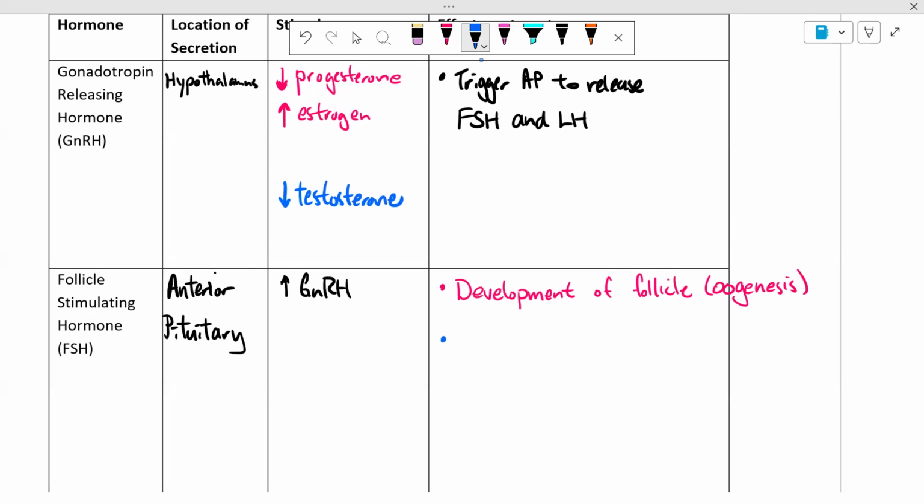Okay. Thank you. Yeah. Okay, so development of the follicle, and for men, it is basically spermatogenesis, right? Stimulate spermatogenesis. There you go.